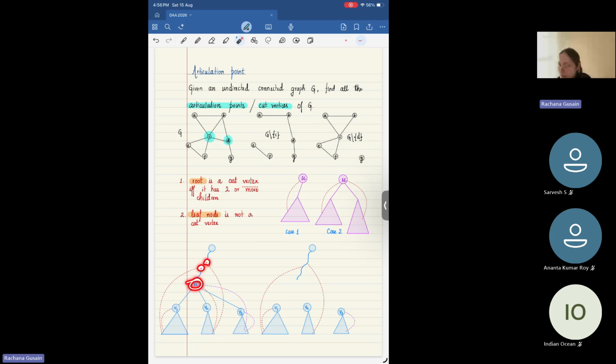So among all these three nodes, which one will have the lowest start number? The first or the second or the third? Which node will have the smallest start number? The first one, right? So I will assign low of u to be equal to the start number, or the DFS number, of this node.